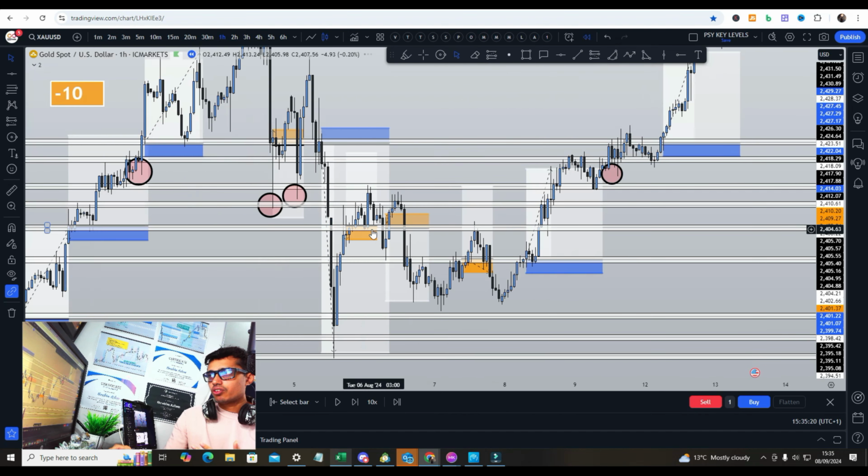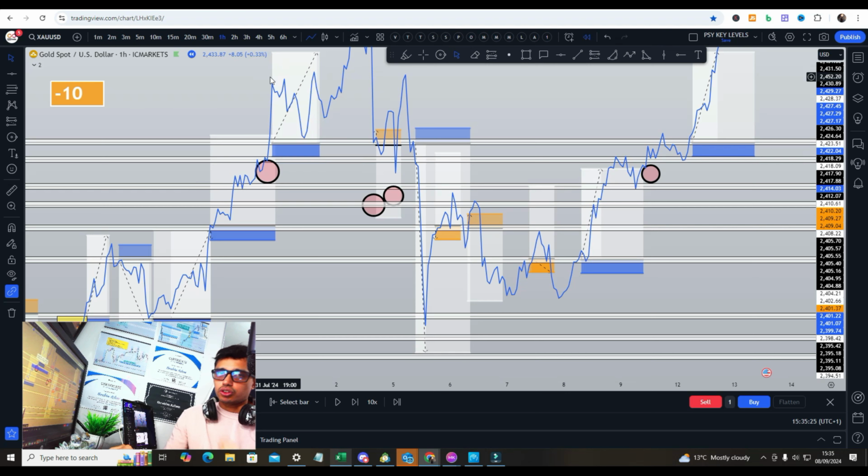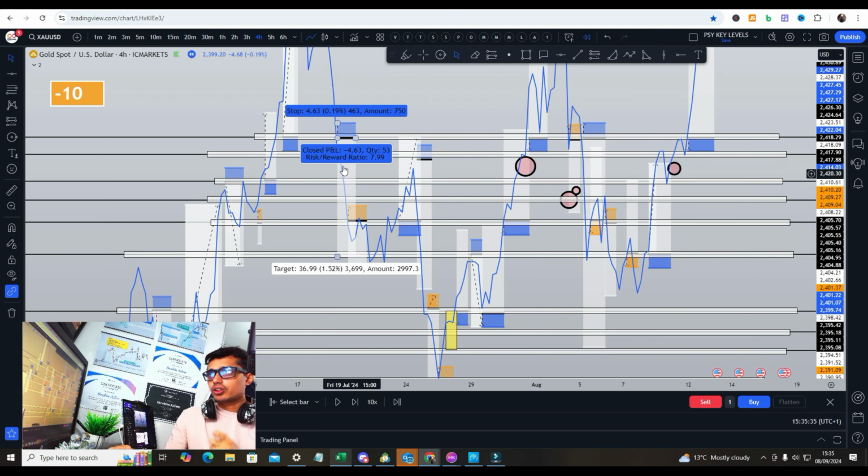That's one of the ways. You can use the line chart to filter out where most of the rejections are. That's another way. But again, it's going to be down to the individual how you've even drawn the key level in the first place.